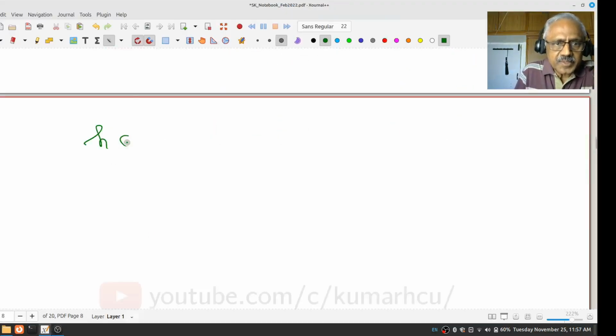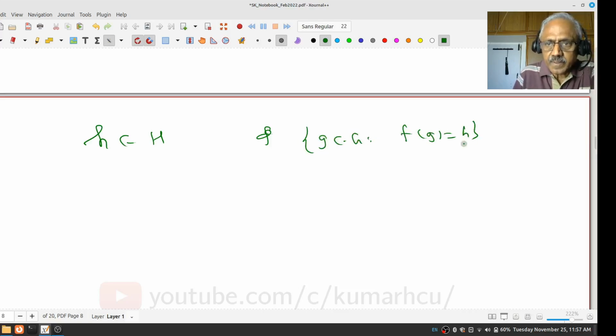Suppose h is in H. I want to look at the solution set of g in G such that f of g equals h. Unless h happens to be in f of G, this set will be empty. If h is not there, this will be the empty set, right?